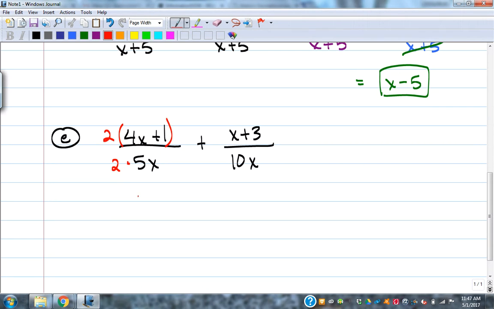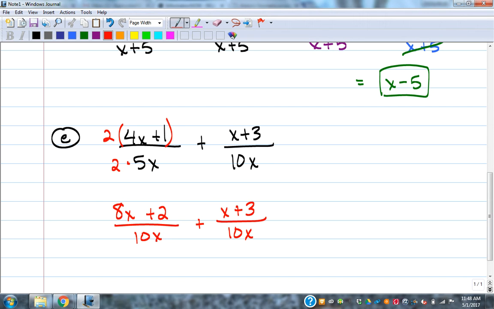Okay, so that's going to give me 8x plus 2 over 10x. The second fraction doesn't need anything done to it. It's already got 10x there, so I'm not going to change it. I'm just going to leave it x plus 3 over 10x. Okay, so I distributed the 2 to both terms there. 2 times 4 is 8x. 2 times 1 is 2. So that's just what I'm doing there, getting the common denominator.